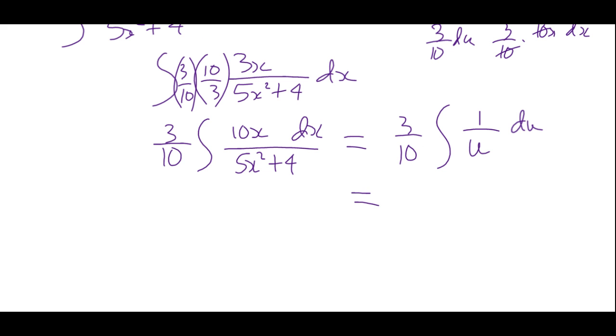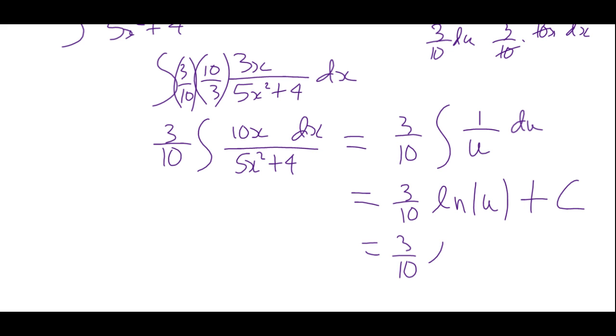and the integral of 1 over u is the ln of the absolute value of u, plus some arbitrary constant. And u, we know u. And 5x squared plus 4 is always positive anyways, right?